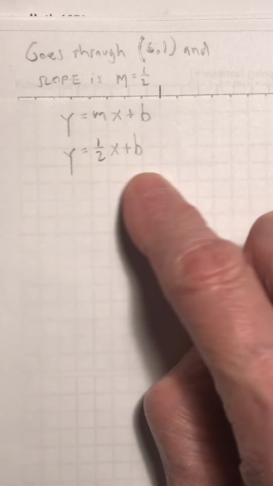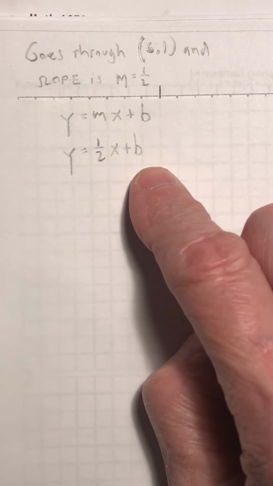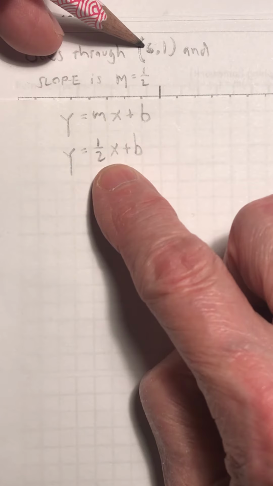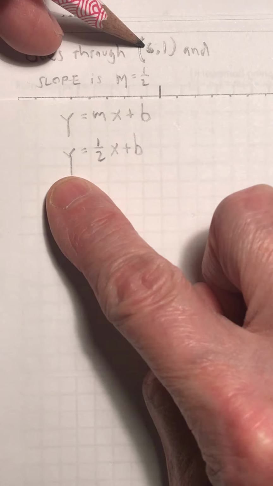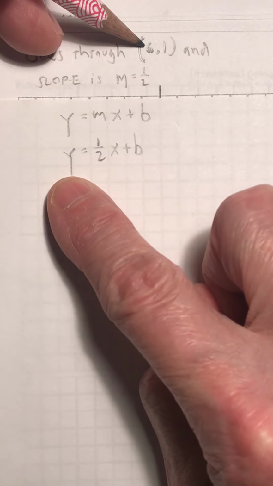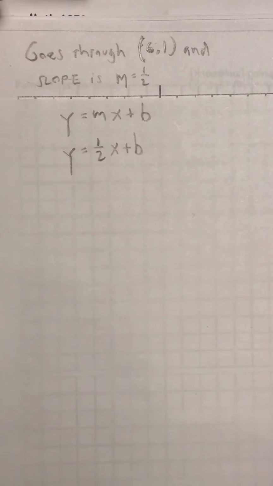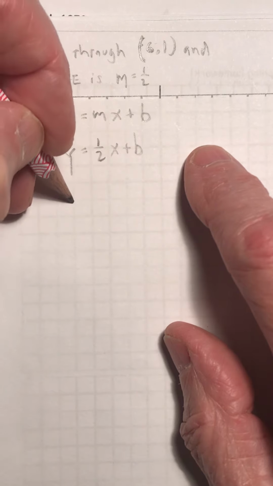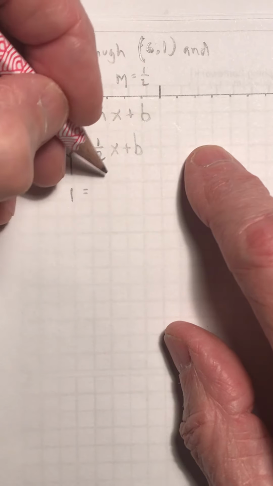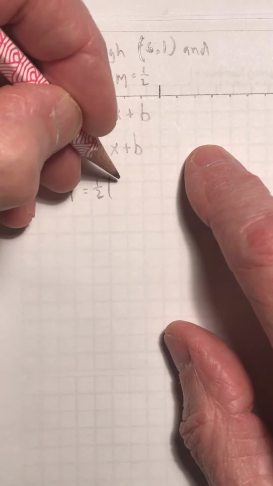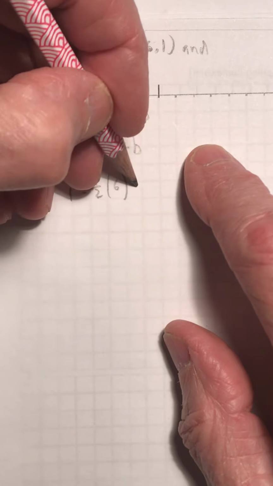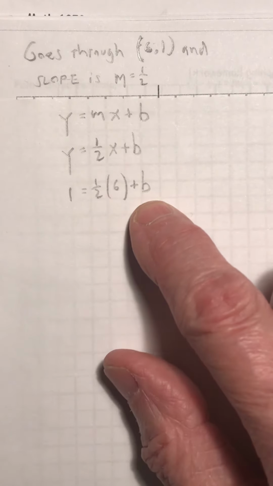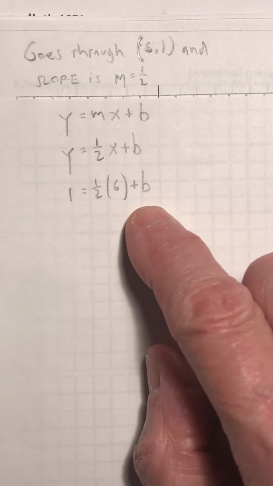Keep in mind, if we have the finished answer, it has to be true that when somebody puts in a 6 for x, the equation gives them a y value of 1. So what we're going to do is plug this in for x, plug this in for y, see what happens. Then it would say 1, the y value, equals 1/2 times the x value, 6, plus whatever the number b is. Now if we sort this out, we can solve this for b.